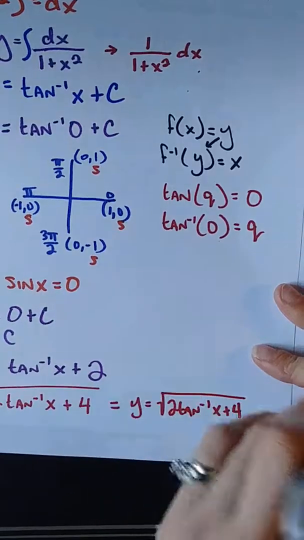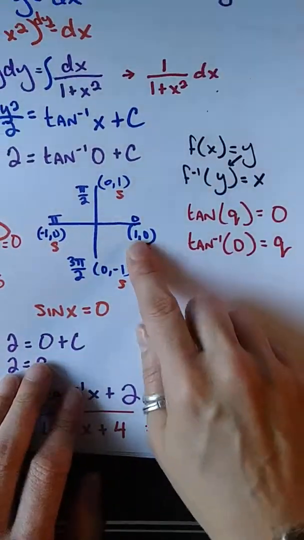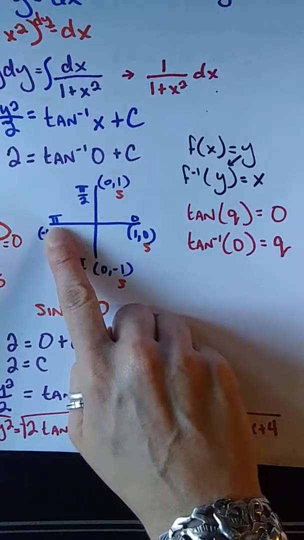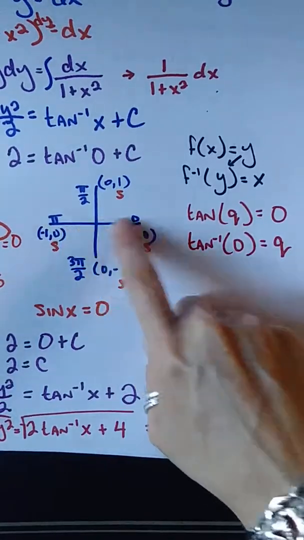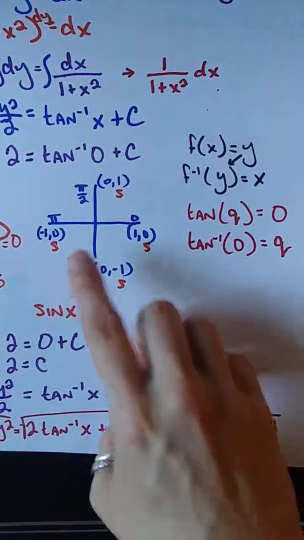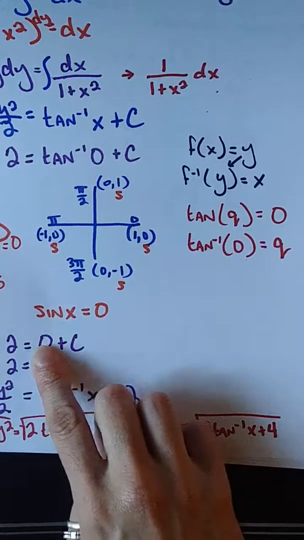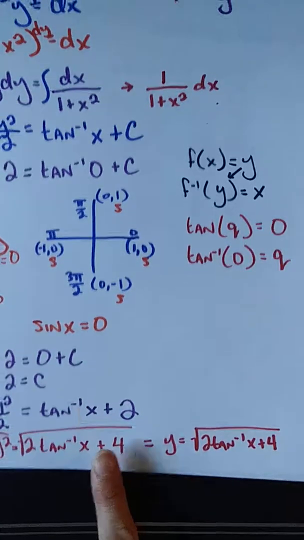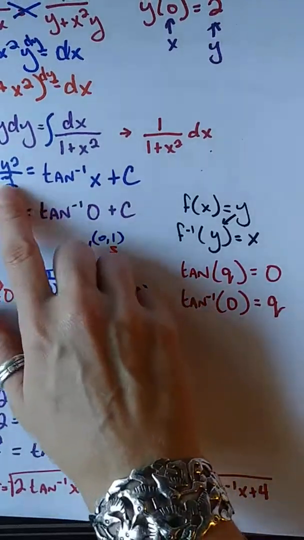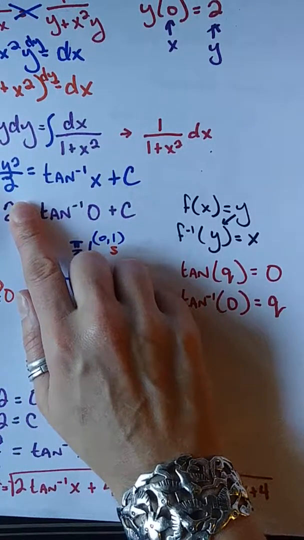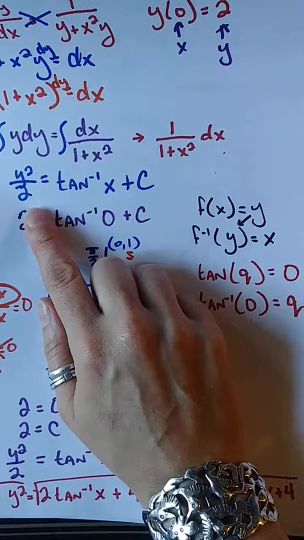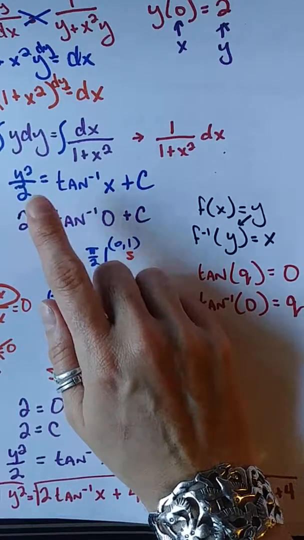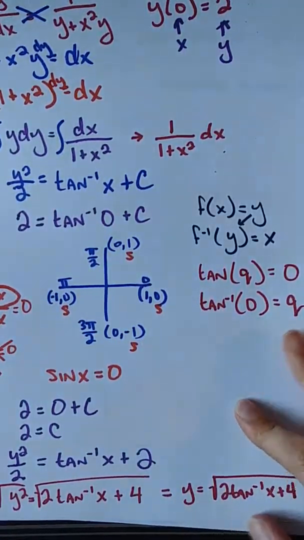I could have picked any other values over here. I could have picked pi. I could have picked 2 pi, 3 pi, any of those numbers to plug in here, and it would have changed my value for c, and it would have changed my final answer. The other thing is I could have multiplied by 2 first, and it would have changed my answer a little bit as well. But like I said before, there are infinite solutions to this problem.